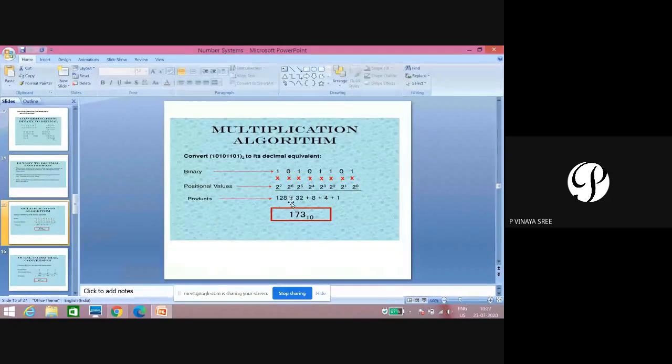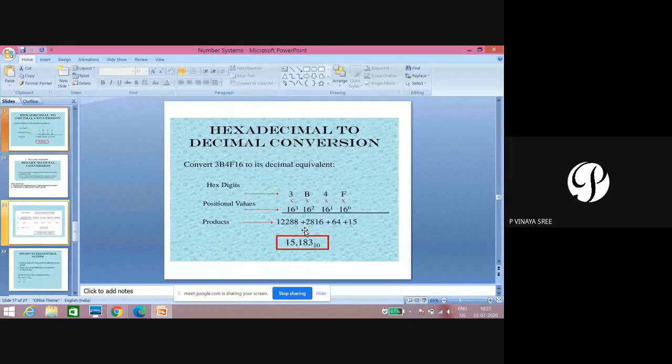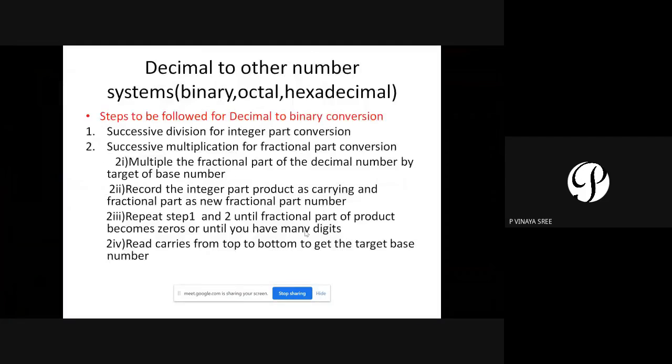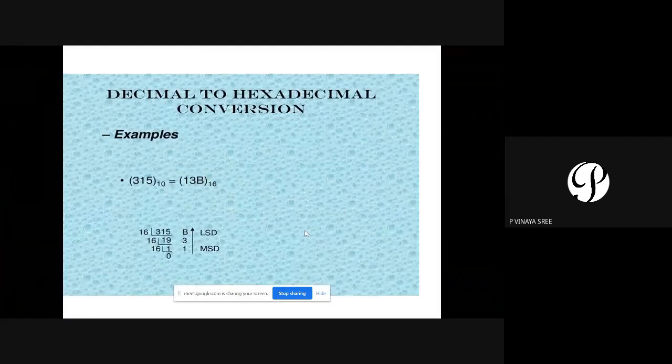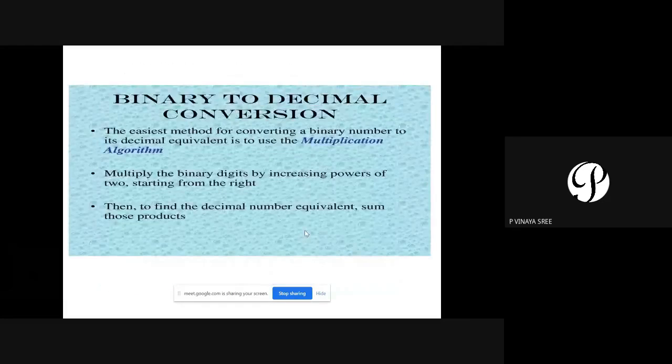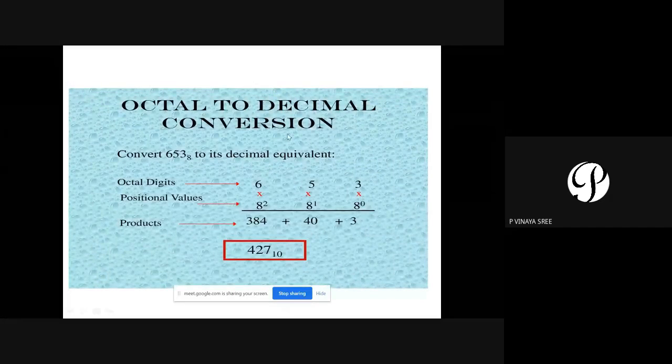Whenever there is a 0, it is not calculated. Whenever there is a 1, it will be calculated. So finally, this is your result of converting binary to decimal. Next, coming to octal to decimal, we have to go through decimal. This is your octal to decimal conversion, but in most cases for external exams and mid exams, you will have a fractional part also.